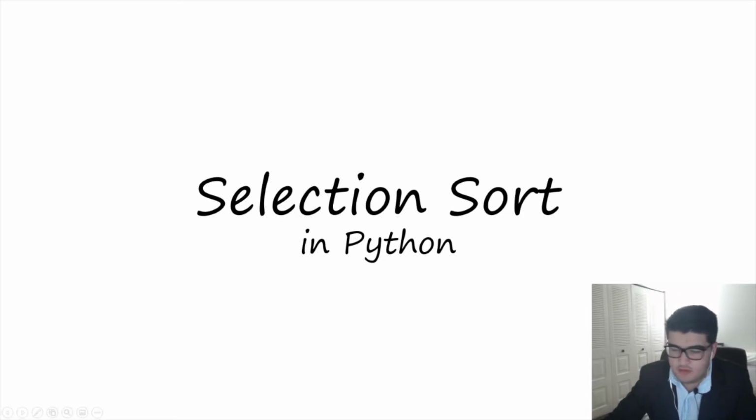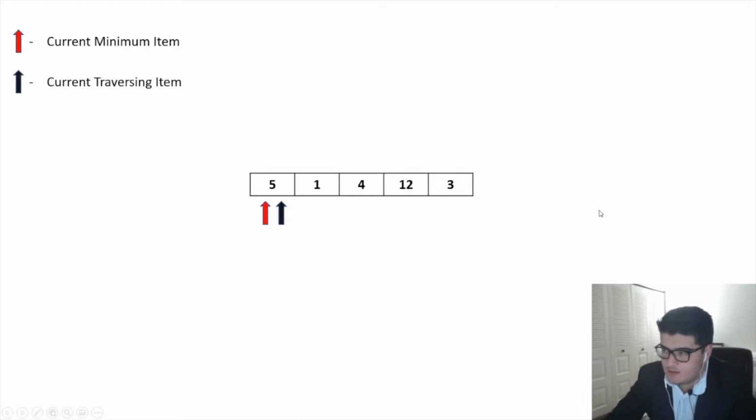So today we're going to be learning about the selection sort. Given the following unsorted array, utilize the selection sort algorithm to sort the array. So during each iteration, we take the smallest item in the unsorted section of the array and we move it to the sorted section of the array.